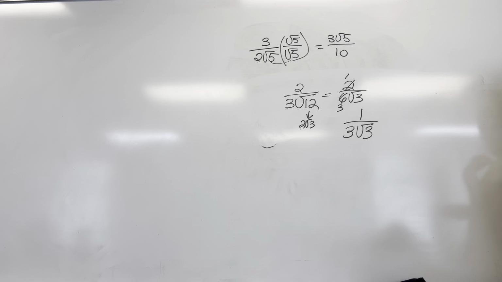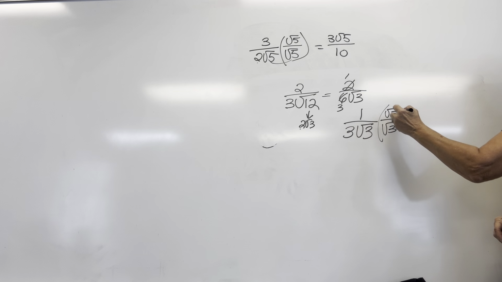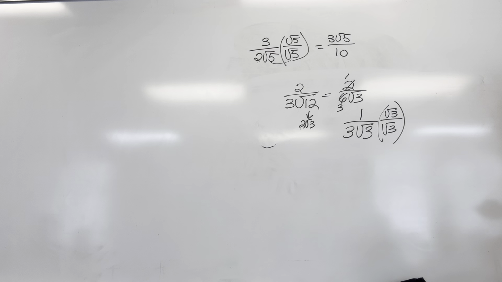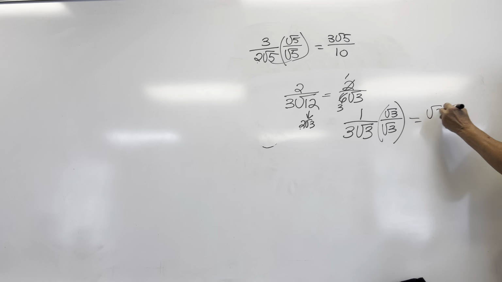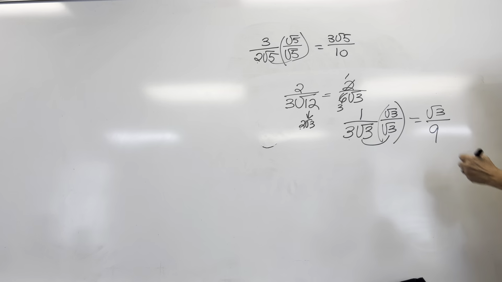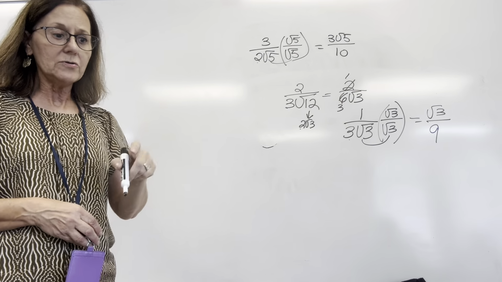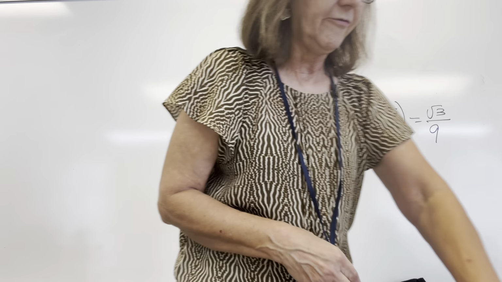Now I'm going to rationalize by multiplying by the square root of 3 over the square root of 3, and you end up with the square root of 3 over 3 times 3, which is 9. So your final answer should be in its most simplified form.